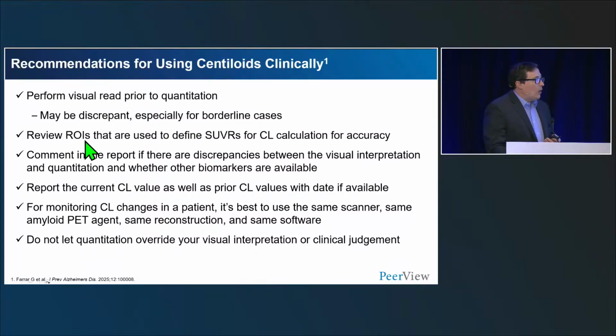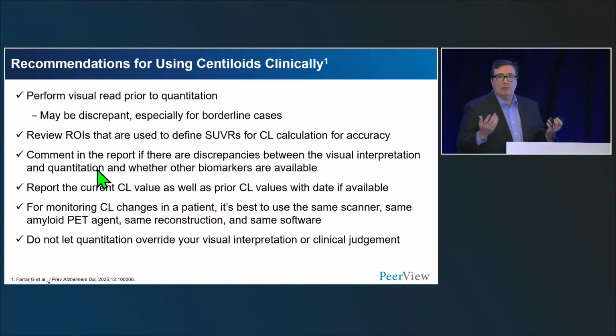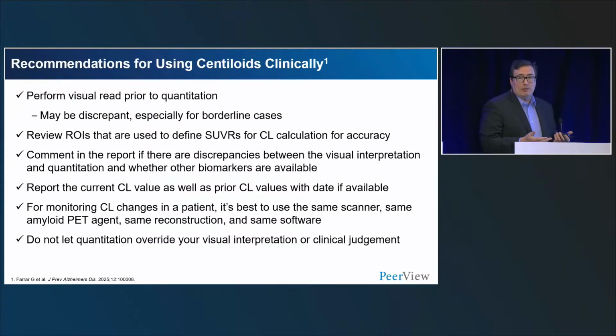I always look at the ROIs that define the SUV ratios, the SUVRs that are then going to be converted to Centiloids. I look very carefully if it's discrepant between my read and the quantitative value, but that's a good quality control check. And you may have cases where you can't resolve which is right, the visual or the Centiloid. In those cases, I report that there's a discrepancy. Sometimes, and often in our patients, we've had plasma p-tau217 measures, so I may comment on that, but that may be a case where additional biomarkers are needed, and you may want to look at that if you have time and put it in your report.